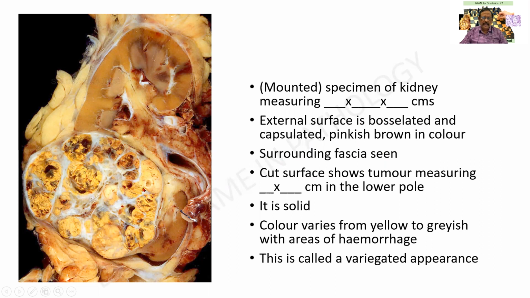Cut surface, that is exactly what we are seeing over here. I am able to see normal renal parenchyma, which is not showing any tumor, and there are also the pyramids over here. There is a corticomedullary differentiation. Everything is very well retained, and there is a large tumor in the lower pole of the kidney. It measures dash into dash centimeters. It is solid. Solid means it is not having any cystic spaces over here. And the color varies. Look at this one. It is classical of a renal cell carcinoma.